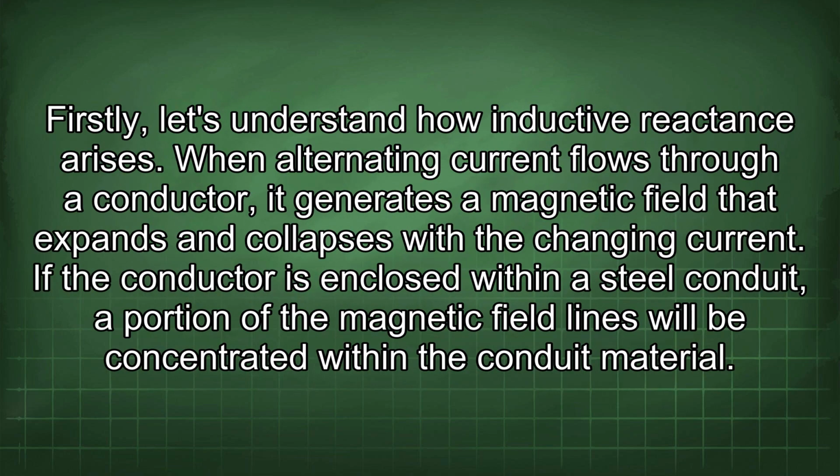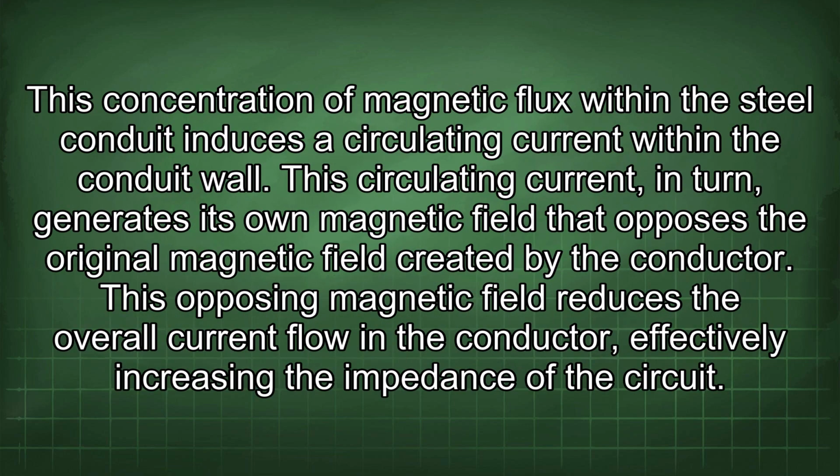Firstly, let's understand how inductive reactance arises. When alternating current flows through a conductor, it generates a magnetic field that expands and collapses with the changing current. If the conductor is enclosed within a steel conduit, a portion of the magnetic field lines will be concentrated within the conduit material. This concentration of magnetic flux within the steel conduit induces a circulating current within the conduit wall. This circulating current, in turn, generates its own magnetic field that opposes the original magnetic field created by the conductor. This opposing magnetic field reduces the overall current flow in the conductor, effectively increasing the impedance of the circuit.